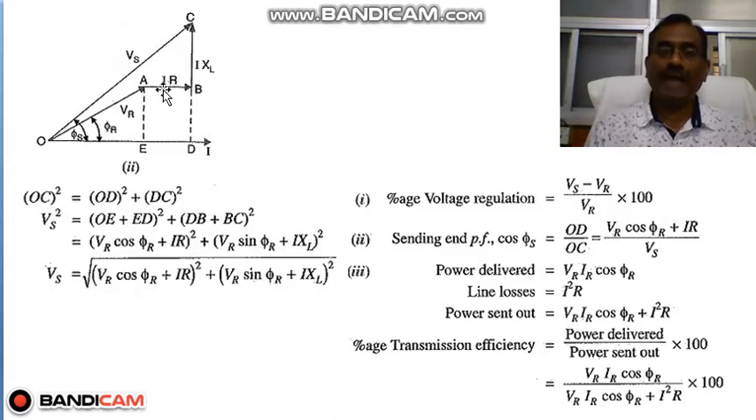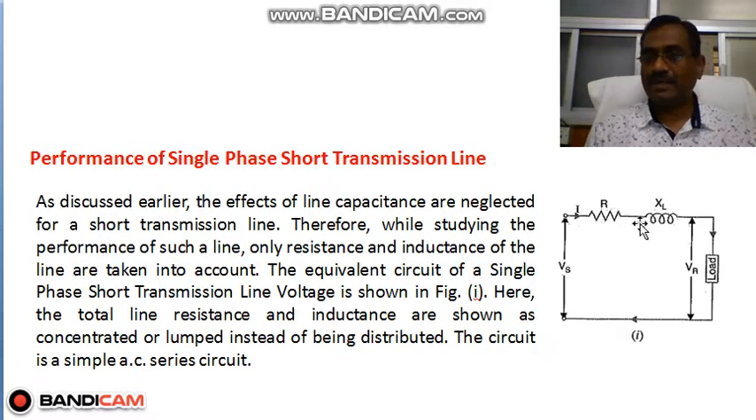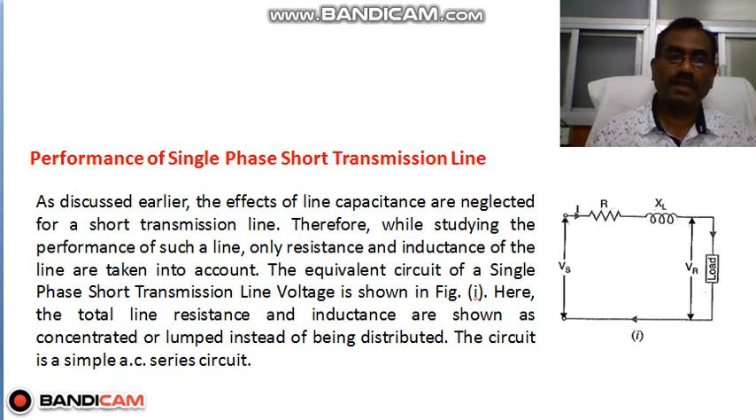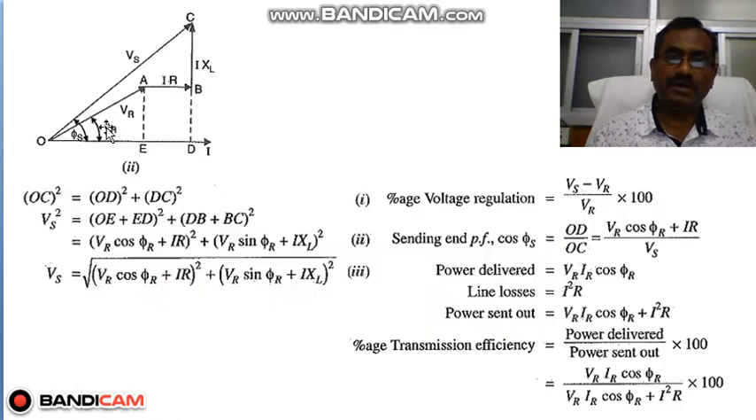If you add these two drops with this VR, that is VR plus I into XL plus I into R, what will you get? Vs. So Vs is the vector sum of VR, I into R and I into XL. Okay. So this is what I got. Vs is equal to VR plus IR plus I into XL. Now I have extended this.